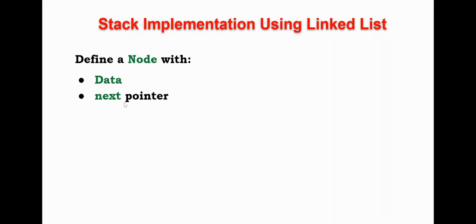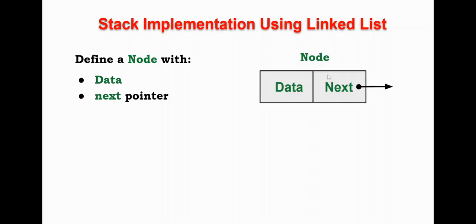Next we come to implementation of stack using linked list. So we know that in a linked list there is a structure called node. In a node we have two fields, one is the data field, another one is the next field. This next field points to the next node in the linked list. So before going for implementation, this is the structure of node: two fields, data field, and next field which points to the next element.